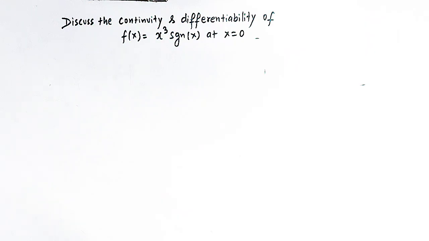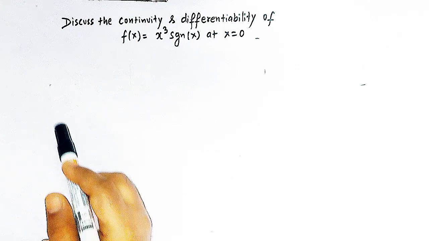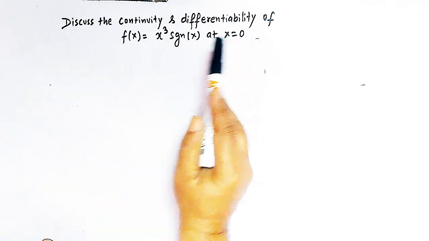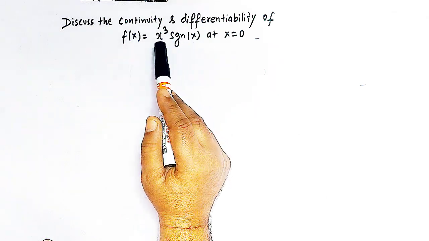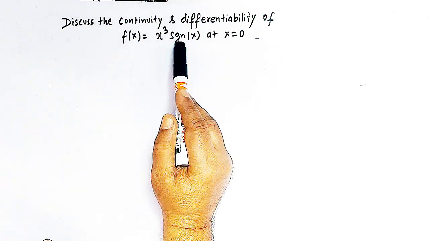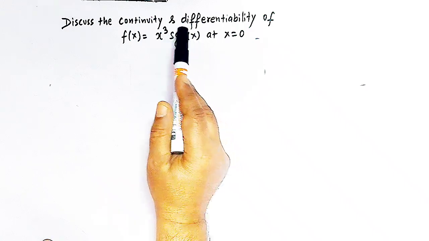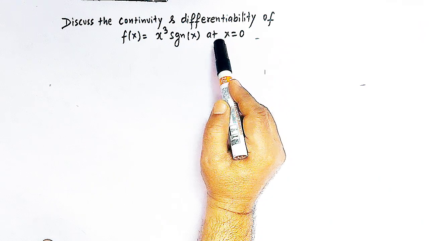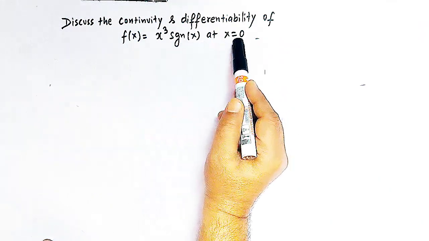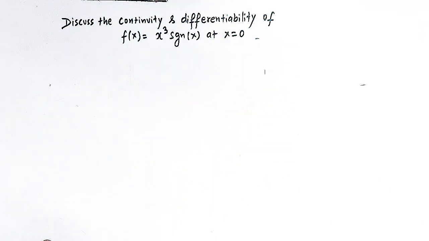Hello, viewers. In today's session, we are going to discuss a very important and conceptual problem from continuity and differentiability of functions. Here we are going to discuss the continuity and differentiability of the function f of x, which is the product of two functions, x cube and the signum function, signum of x. We have to discuss the continuity and differentiability of this function at the point x is equal to 0.